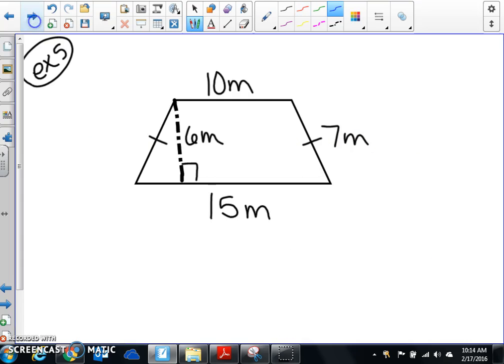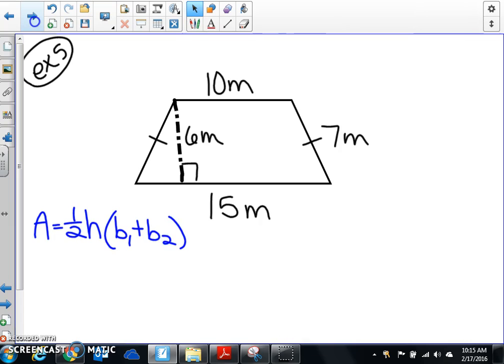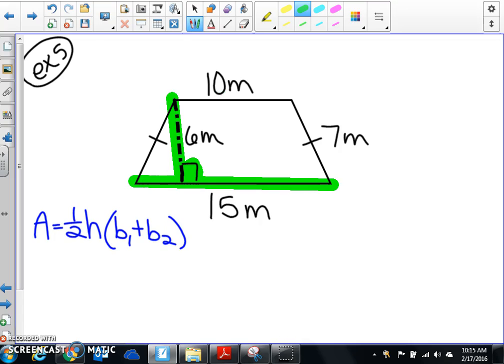And last but not least, the good old trapezoid. All right, the area formula for a trapezoid is area equals 1/2, what was it, height, and then B1 plus B2. The bases are the parallel sides. The bases are the parallel sides. So once again, what I would do if I were you is I would identify the right angle. Okay, this is my height, this is my base. That's only base 1 though. My base 2 is that parallel side, which is that one, right?